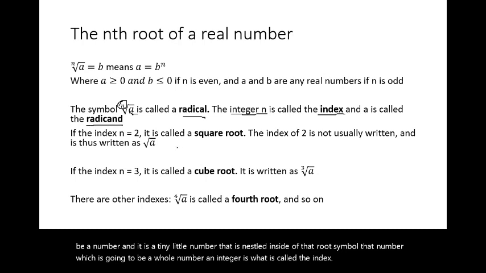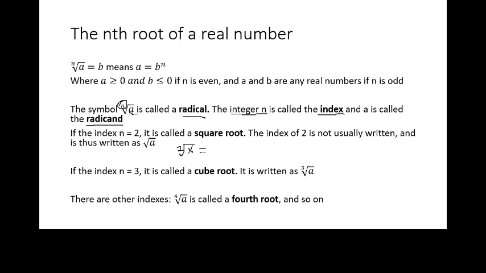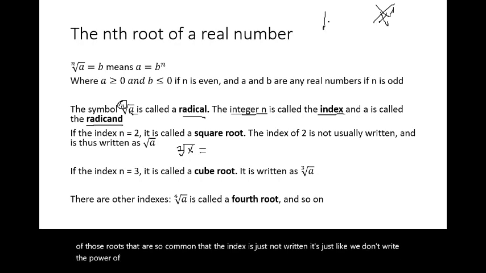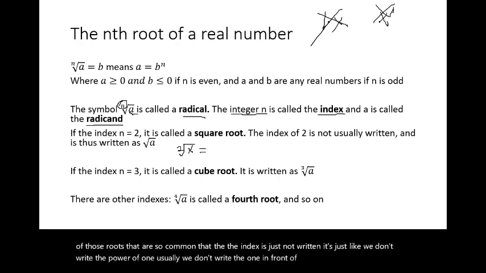Now, when your index is 2, you have a square root. Square roots are one of those roots that are so common that the index is just not written. It's just like we don't usually write the power of 1, and we don't usually write the 1 in front of a variable. This is another one of those. So if you have a radical with no index, its index is 2 and you have a square root.